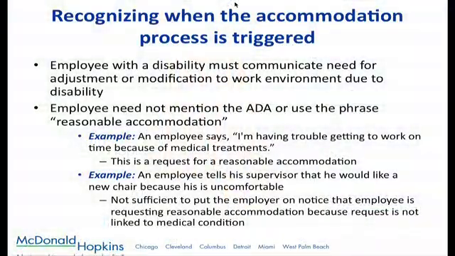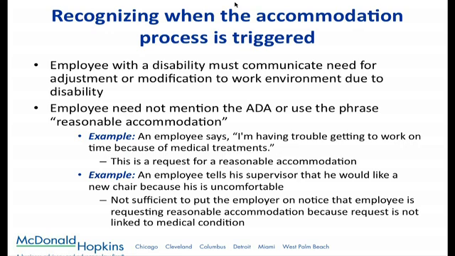So when we're looking at an accommodation request, how do you as an employer recognize, is the accommodation process triggered? Has this person given me enough information where I know that I need to take the next step to have a discussion about reasonable accommodation? And definitely the burden is on the employee to communicate the need for an adjustment or a modification to the work environment due to their medical condition.